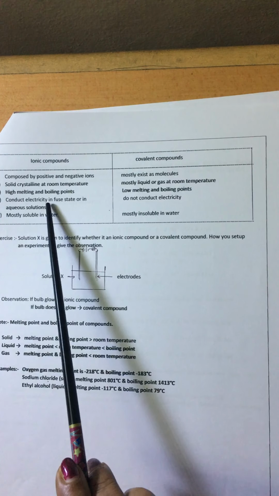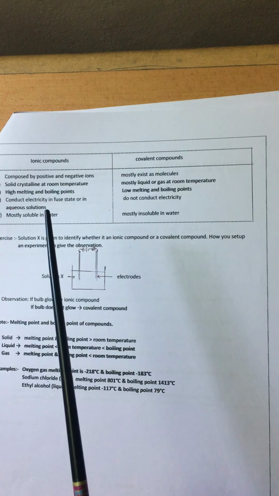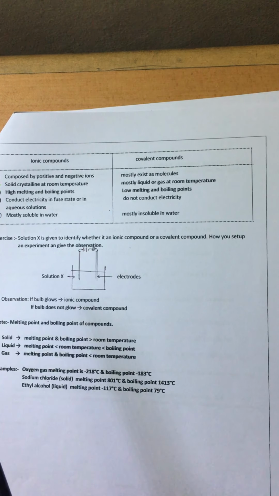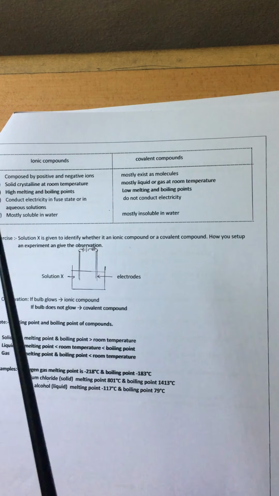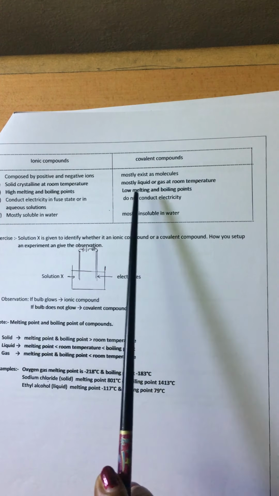But the ionic compounds do not conduct electricity in solid state. In solid state they won't conduct electricity. But the covalent compounds do not conduct electricity. Covalent compounds are mostly insoluble in water. Ionic compounds can dissolve in water, but this is insoluble. That means it won't dissolve.